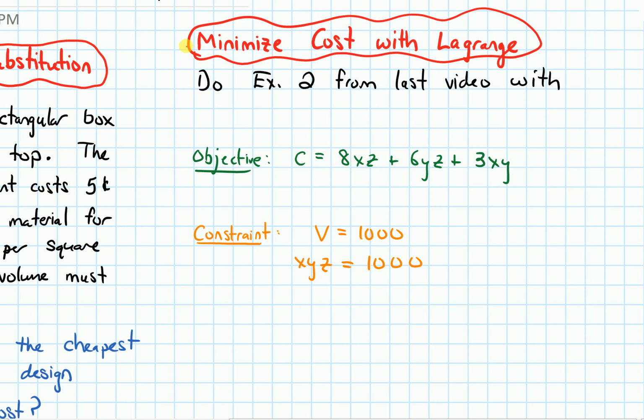In this video, we are going to minimize the cost function we looked at in the last video, but using Lagrange multipliers. So this is example 2, which we will now do with Lagrange multipliers. In the last video, we talked about how we could set that up by substituting our constraint into the objective.